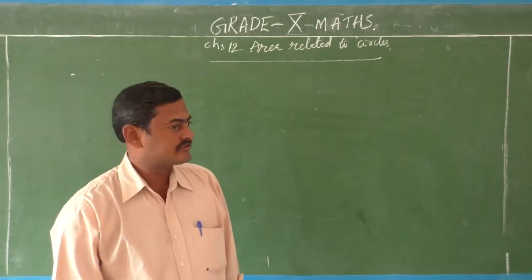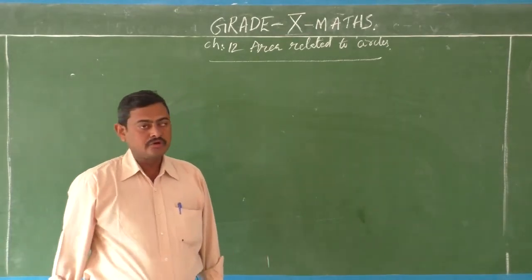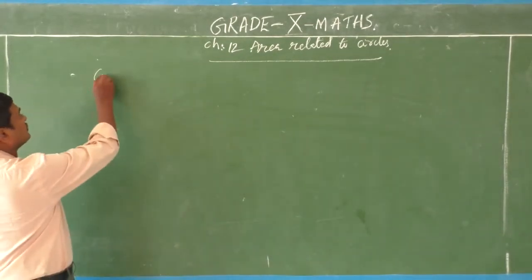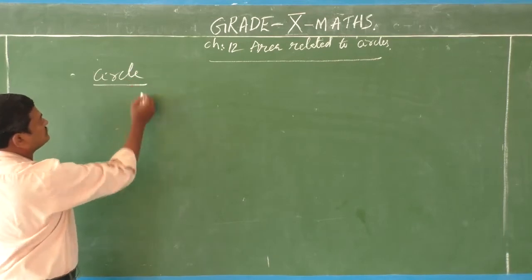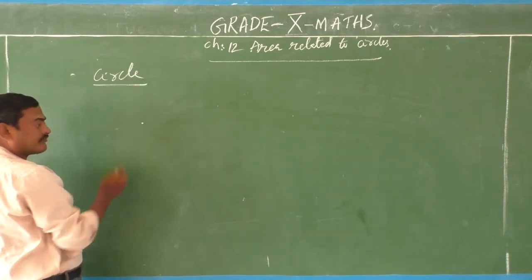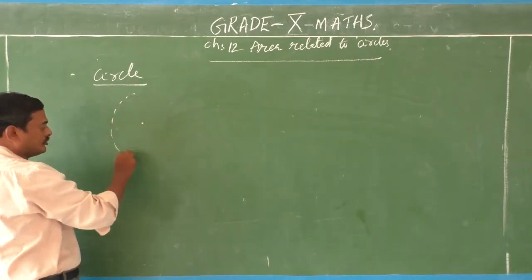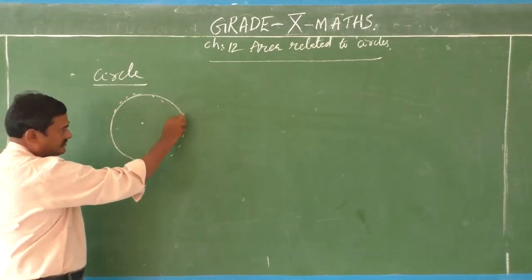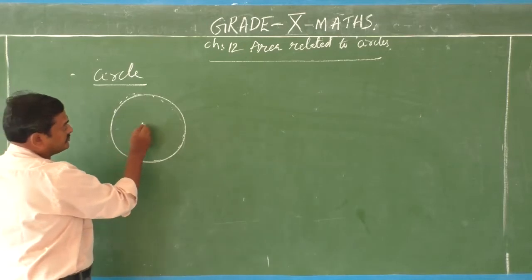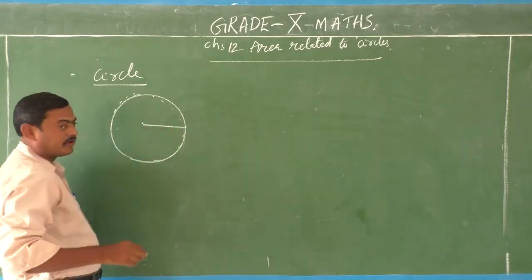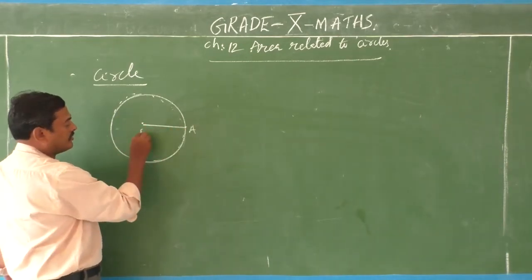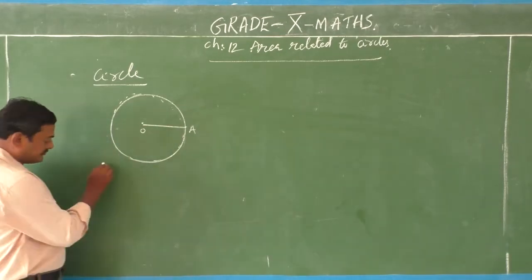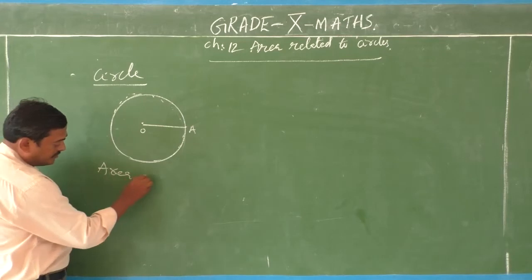Today we are going to discuss area related to circles. First, what is a circle? A circle is the set of all points at equal distance from a fixed point. From the fixed point O to a point A on the circle, OA is called the radius.